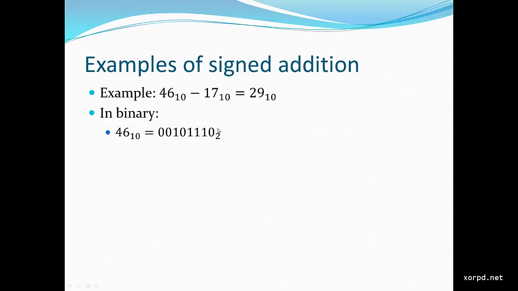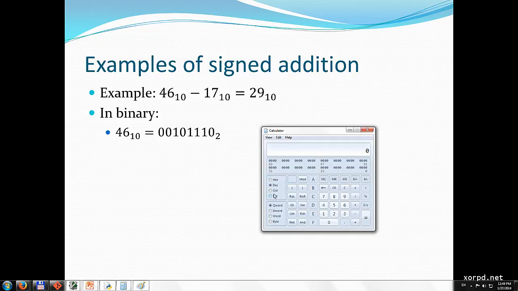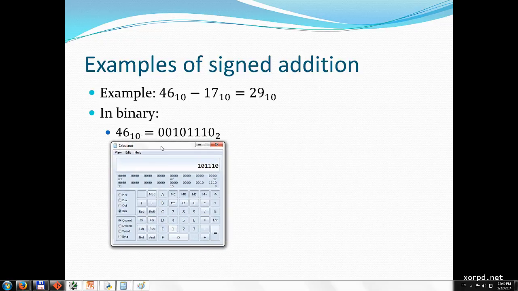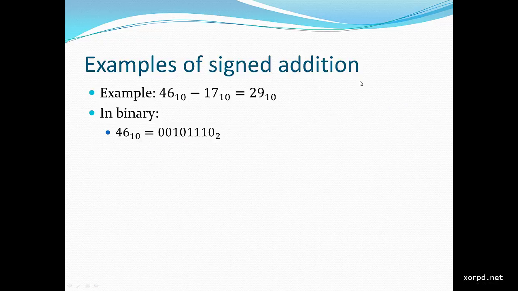You can just check it, for example, with a calculator. Let's just make sure, for example, we pick the decimal. We type in 46, and then we pick again the binary. And we get this number. Okay, looks the same? Good. Now the second one, 17. We get this representation in binary notation.